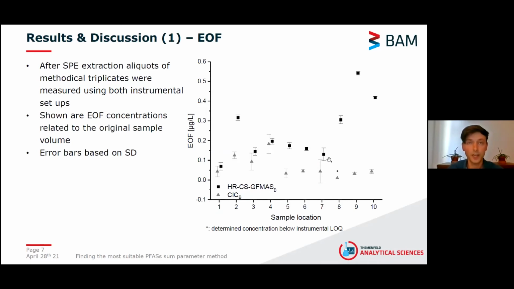For the results and discussion, let's start with the EOF. Shown on this slide are the determined EOF mean values with standard deviations referring to the methodic triplicates plotted against the sample locations. Both the GFMAS determined and the CIC determined EOF values are in the same order of magnitude and show a similar trend along the sampling locations, except for the last 3 samples. Overall, EOF values determined with GFMAS are higher than those determined using CIC. Before thinking of a possible explanation, let's go on with the AOF results.